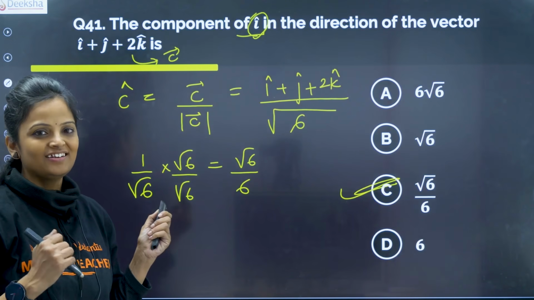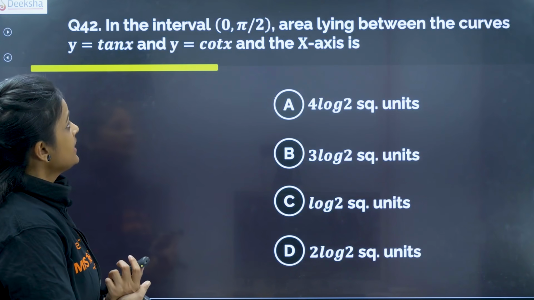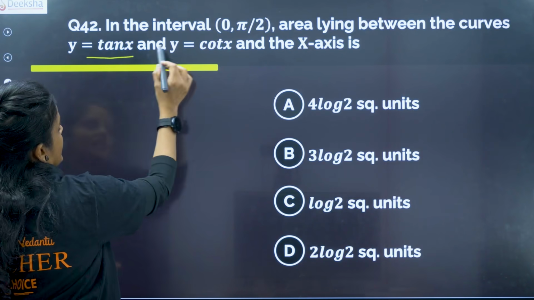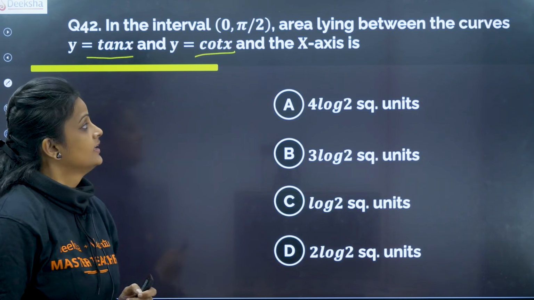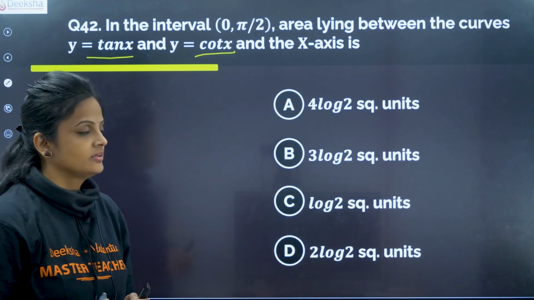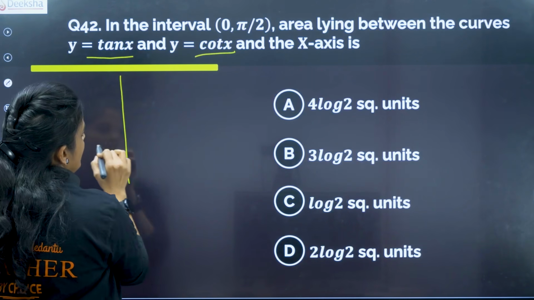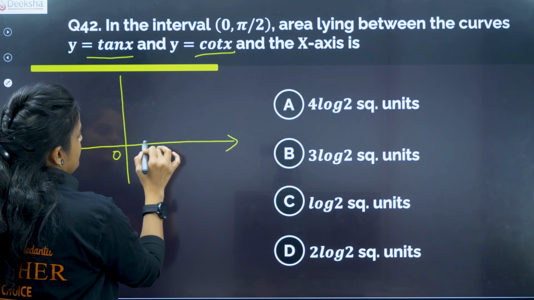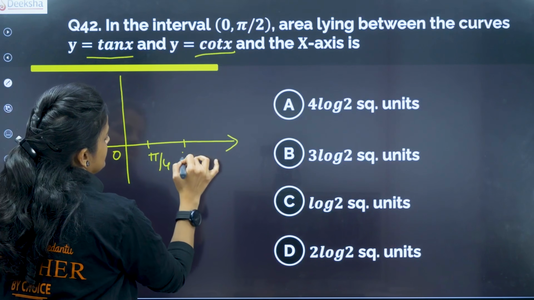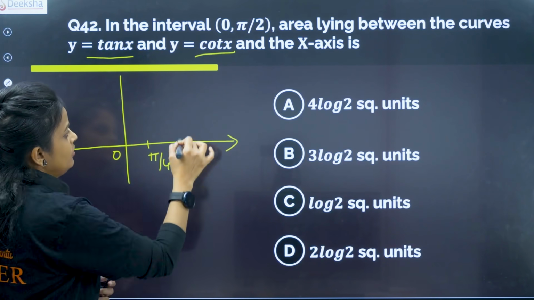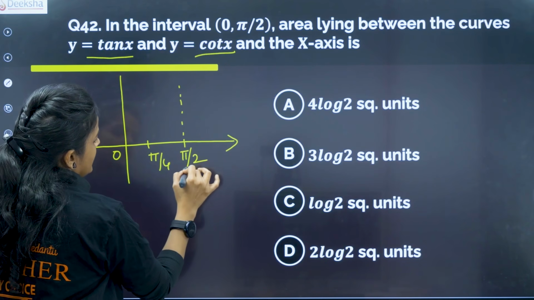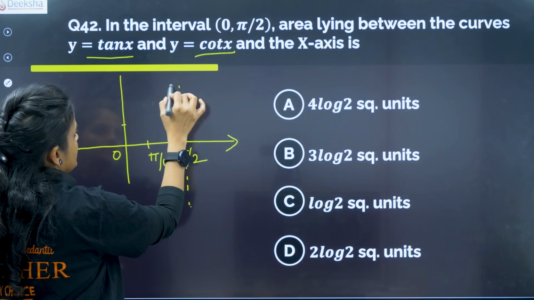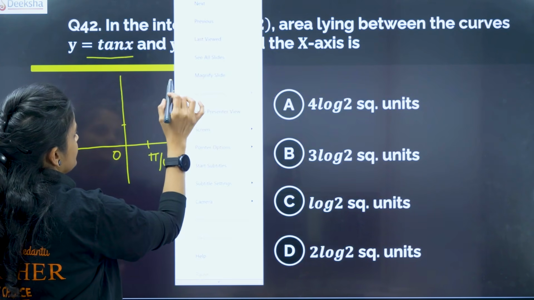So let's see the next question. In the interval 0 to pi by 2, the area lying between the curves tan x and cot x, okay, and the x-axis is what? We have to find out the area. So the graph will help you to find the limits here. Here put pi by 4. So this will be pi by 2. We know tan is not defined at pi by 2. So tan graph is something like this. It goes like this.